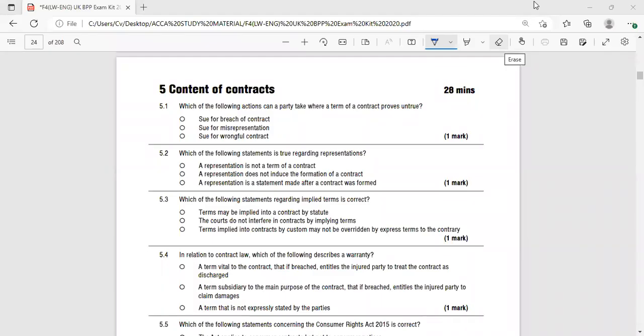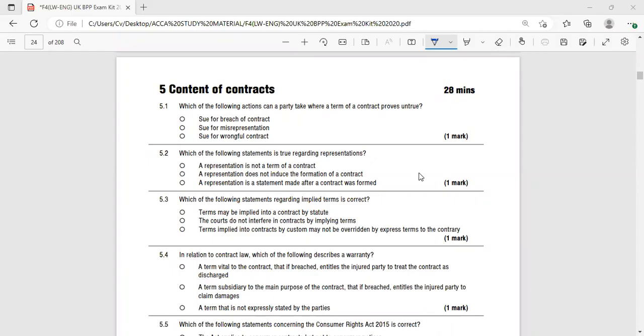Now we are going to start our chapter number 5, contents of contract. In fact, we are studying contract law. We discussed in part 3 and part 4, formation of contract part 1 and formation of contract part 2. Now, contents of the contract.